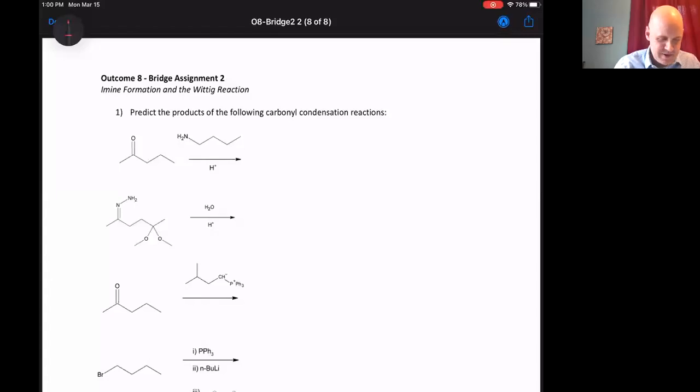So we are going to go through the bridge assignment today and then go through some example problems. And then at the end of today, I'm going to talk to you a little bit about how these reactions fit into retrosynthesis. But before we get started, does anybody have any questions about the imine formation or the Wittig reaction?